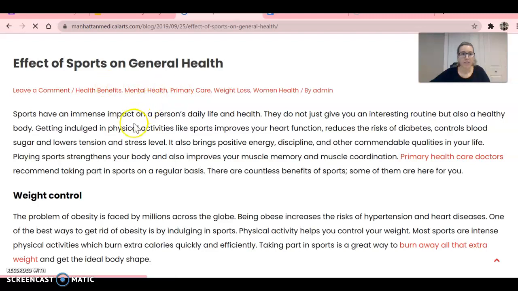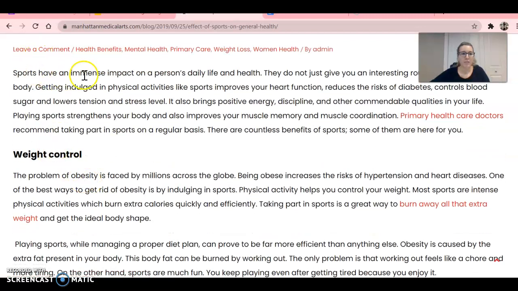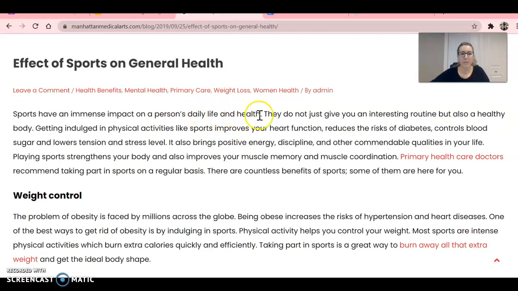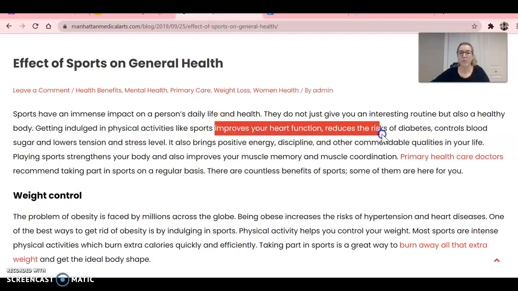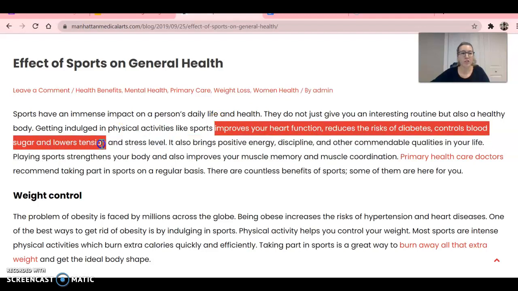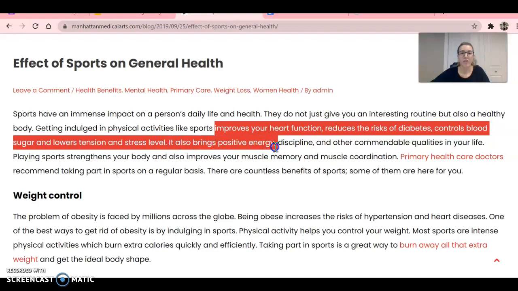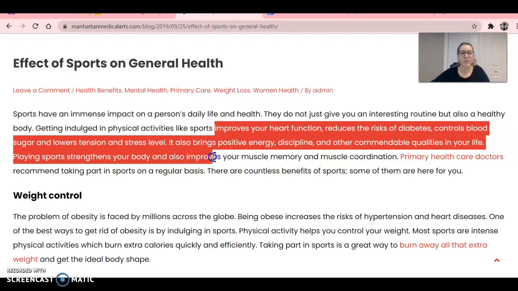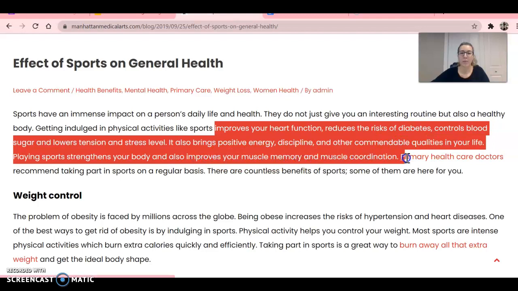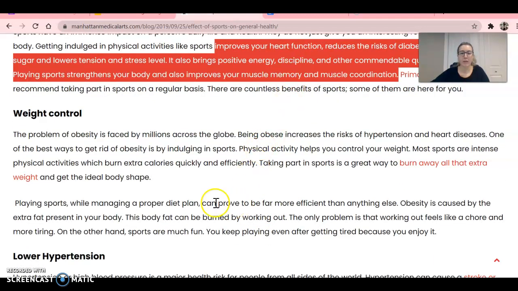All right, so let's see. Effects of sports on general health. Sports have an immense impact on a person's daily life and health. They do not just give you an interesting routine, but also a healthy body. Getting indulged improves your heart function, reduces the risk of diabetes, controls blood sugar, and lowers tension and stress level. It also brings positive energy, discipline, and other commendable qualities to your life. It strengthens your body and also improves your muscle memory and muscle condition. They recommend taking part in sports. These countless benefits. That's very interesting. Lots of information about how it specifically helps with physical health.